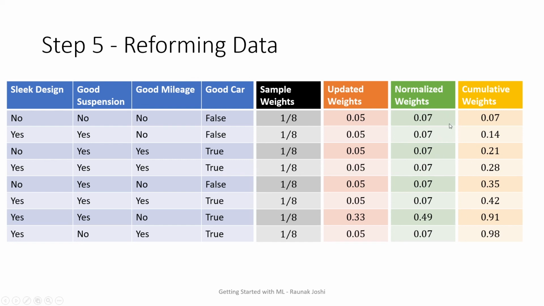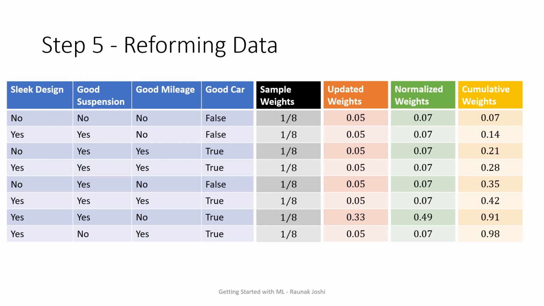So 0.07 plus 0.07 in the next step, which is 0.14, plus this 0.07 will be added, we get 0.21. Then we add 0.07 to 0.21, we get 0.28, then 0.35, 0.42, then we get 0.91, since we are adding 0.49 to 0.42, and finally we add 0.07 to 0.91 and we get 0.98. So this is where we are going to reform the data. This is step 5, and this is one of the most important steps.